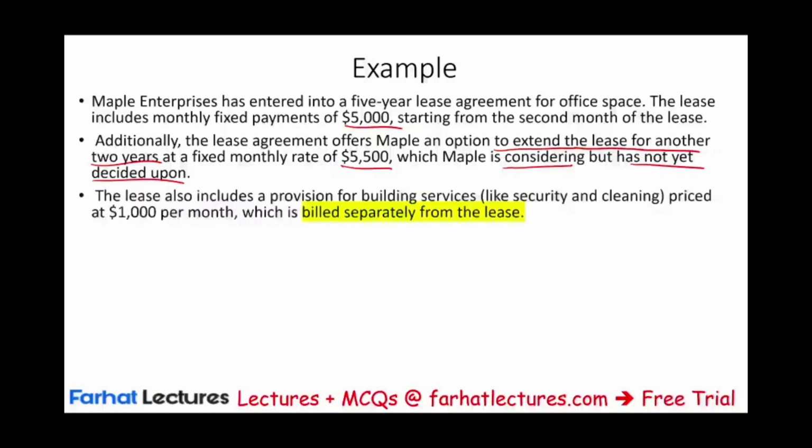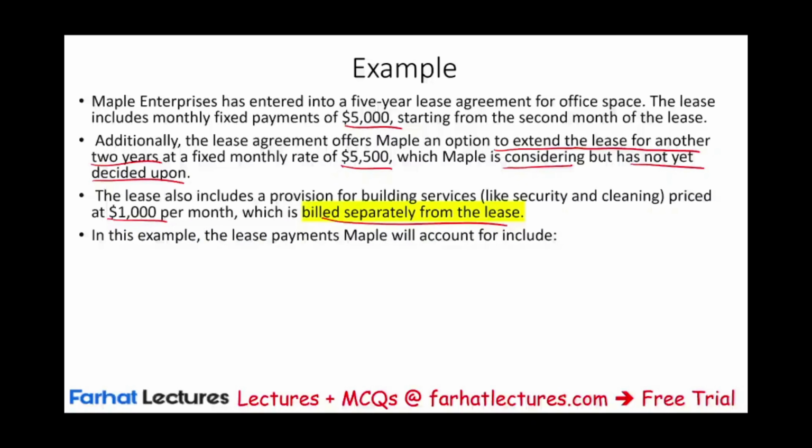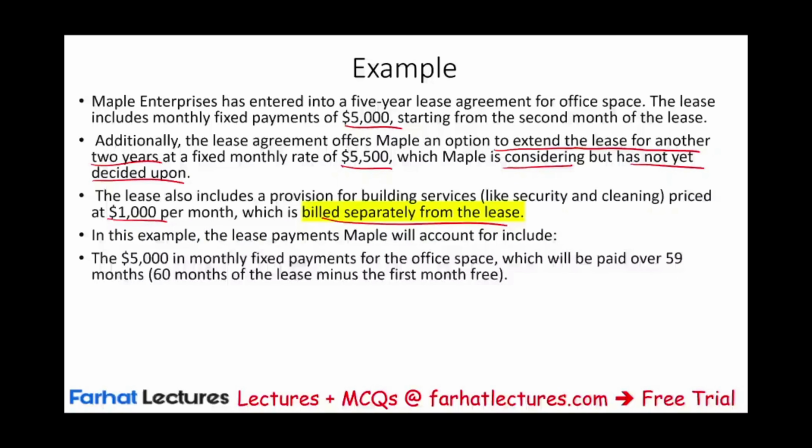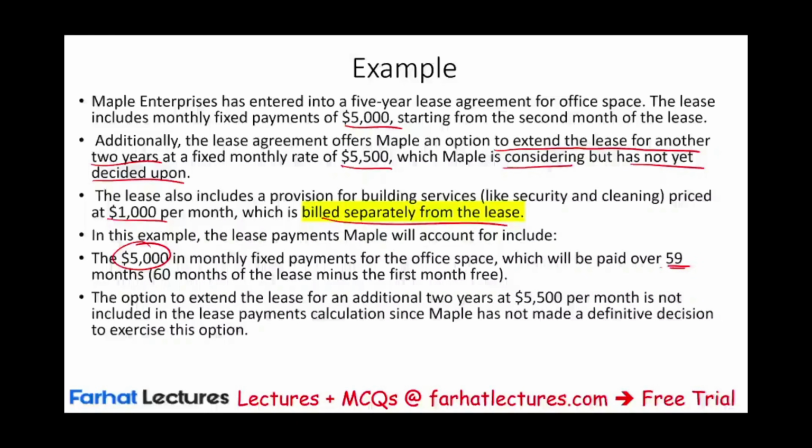The lease also includes a provision for building services, security and cleaning, priced at $1,000 per month, which is billed separately from the lease. Well, in this example, the lease payment would include what? The $5,000 monthly payment, which is only for 59 months. The option to extend, as I mentioned, because it's not for sure, we did not make a definite decision. There's no incentive to take it, therefore we don't include it.